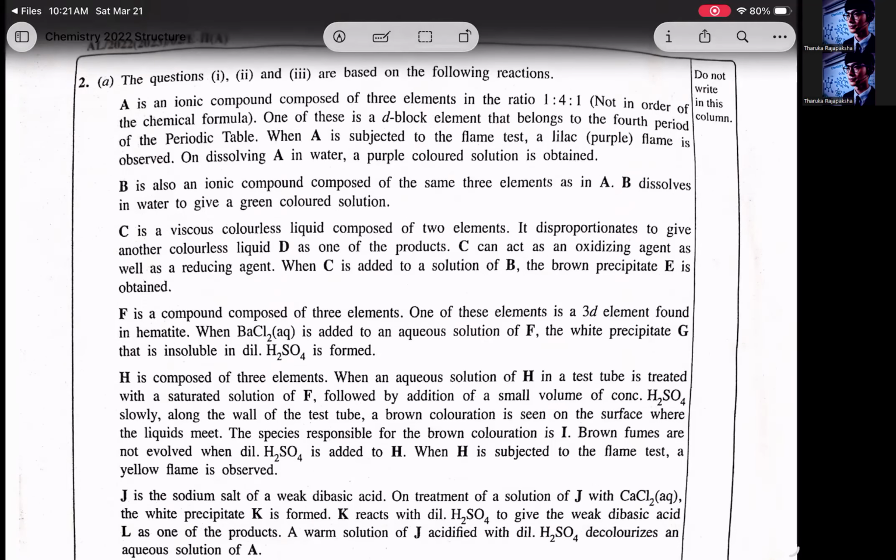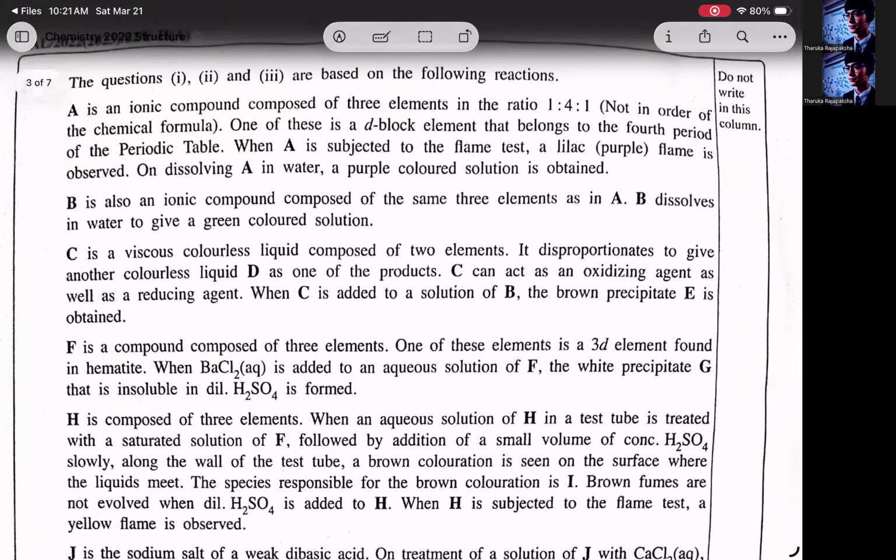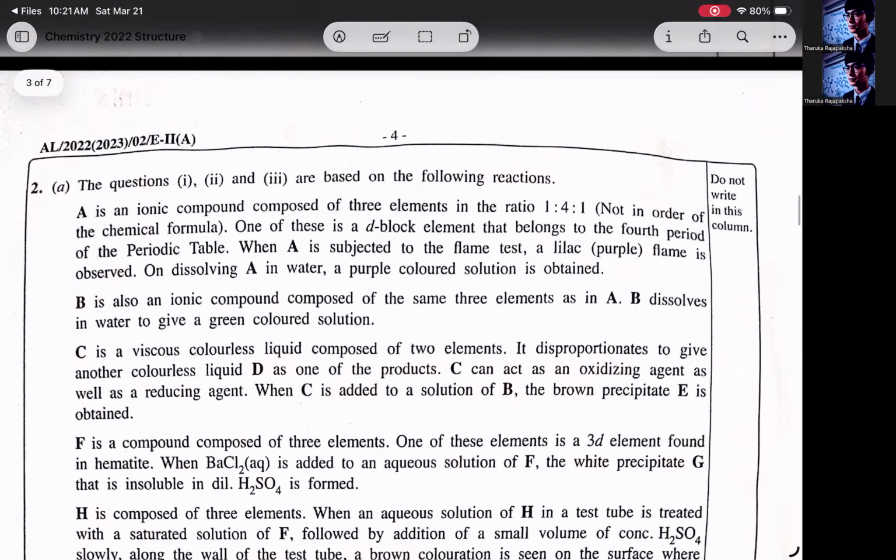So let's say A is an ionic compound composed of three elements in the ratio 1:4:1, not in the order. One of these is a D block element that belongs to the fourth period of the periodic table. So that means it's one of the D block elements: scandium, titanium, vanadium, chromium, manganese, iron, cobalt, nickel, copper, zinc. Out of them, one. When A is subjected to the flame test, lilac color is obtained. So lilac, it should be potassium.